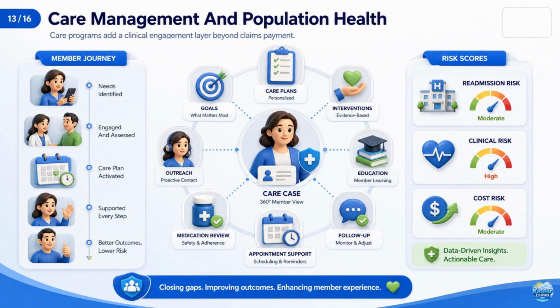Care management and population health data add a clinical and engagement layer to the model. A care case table tracks members enrolled in programs such as complex care, chronic condition support, maternity management, behavioral health support, or transition of care programs. A care plan table tracks goals and actions. Intervention tables record outreach, education, medication review, appointment support, or follow-up activities. Risk score tables store calculated risk measures such as clinical risk, readmission risk, or cost risk. This domain helps payers move from paying claims to improving outcomes.